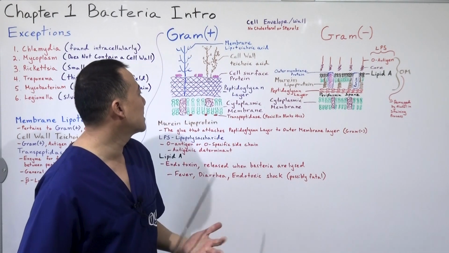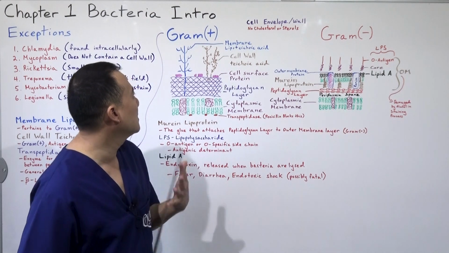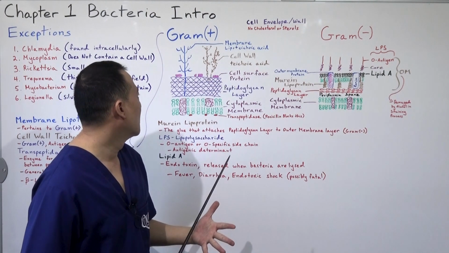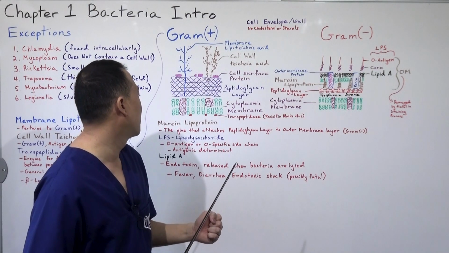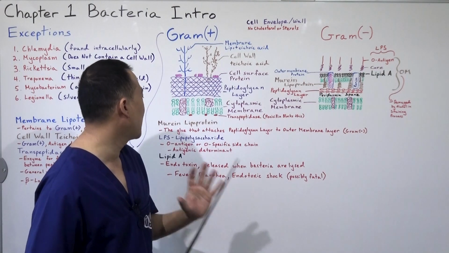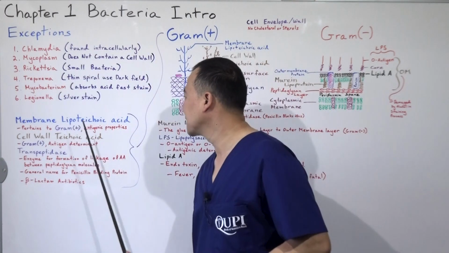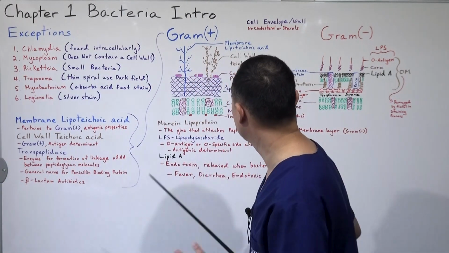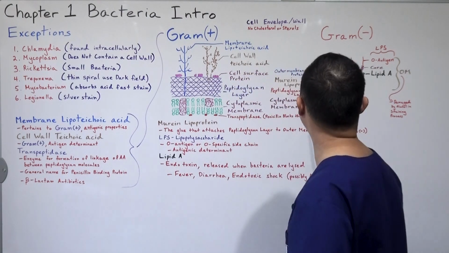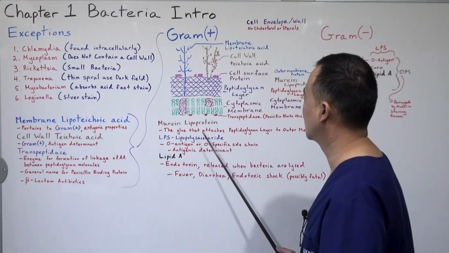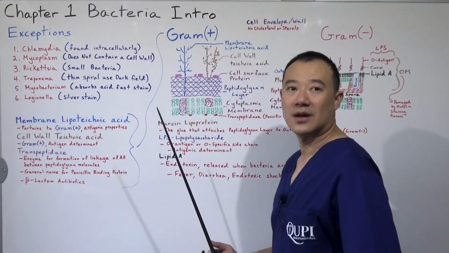With that said, let's start with the easy one. And the easy cell envelope, cell wall, would be gram-positive. Yes, gram-positive has less things to talk about. I believe 1, 2, 3, 3 items to talk about. Gram-negative has about 3 things to talk about, but there's more details in some of these. So let's start with what we know.